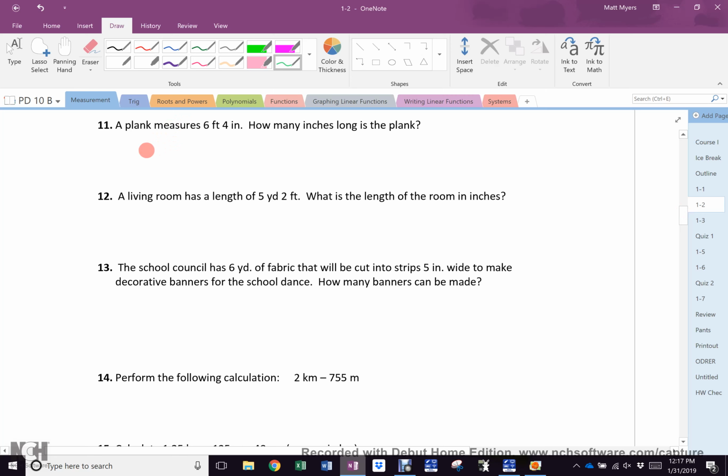If you can do it in your head, are you allowed to do it in your head? On your notes, in your notes, if you can do it in your head, can you do it in your head? I don't care. On your test, would you risk that? No, of course not, because I could think that you were looking on some other kid's paper. So, of course, this is 6 times 12 to get 72. That covers my 6 feet. But there were 4 more inches. 76 inches.